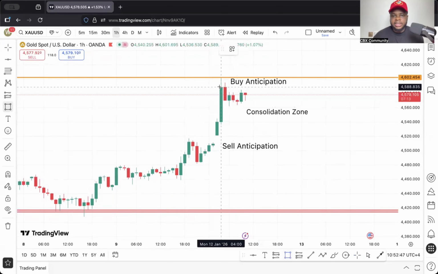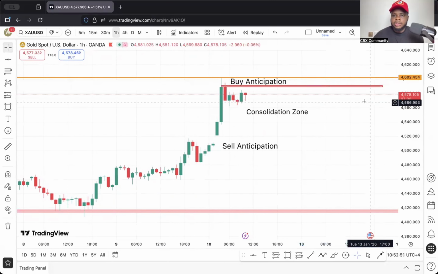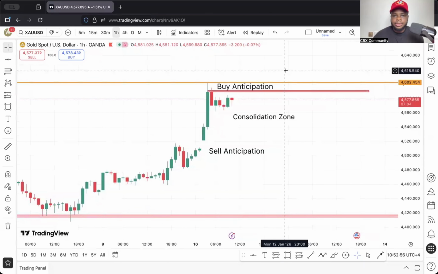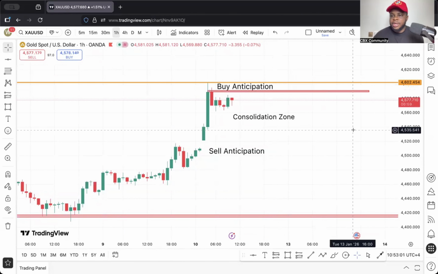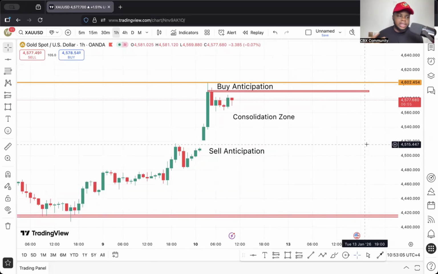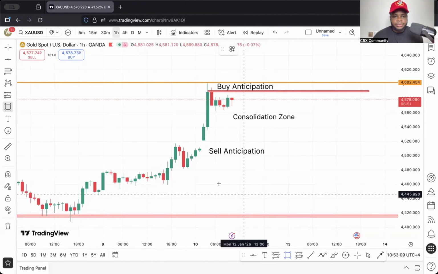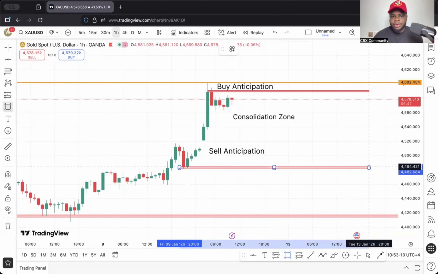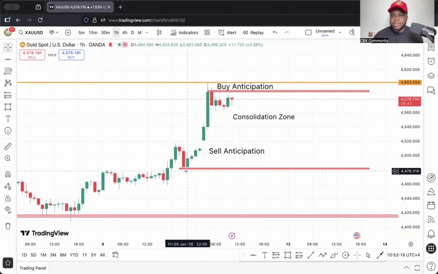We have a resistance zone over here. I understand that this is the all-time high on gold, but we have a resistance zone over here. It's very important for us to know when we need to anticipate the market to break our resistance and for the market to break our support. So we have a support zone over here. We can as well consider this zone as a minor support.